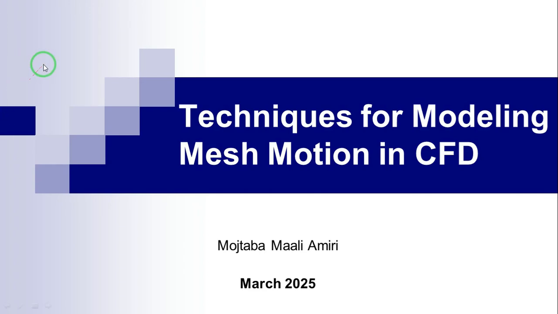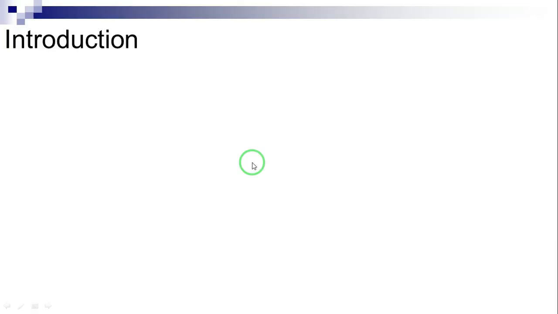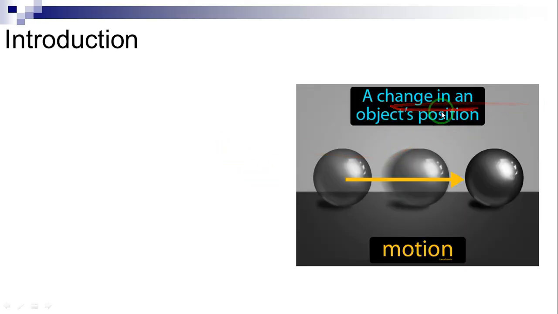Hello everyone, in this video I would like to talk about the techniques used in the commercial code STAR-CCM+ to model mesh motion. Generally, motion refers to the alteration of an object's position relative to a designated reference frame.